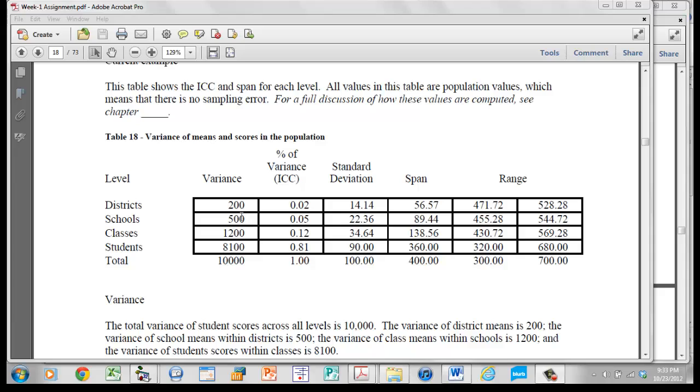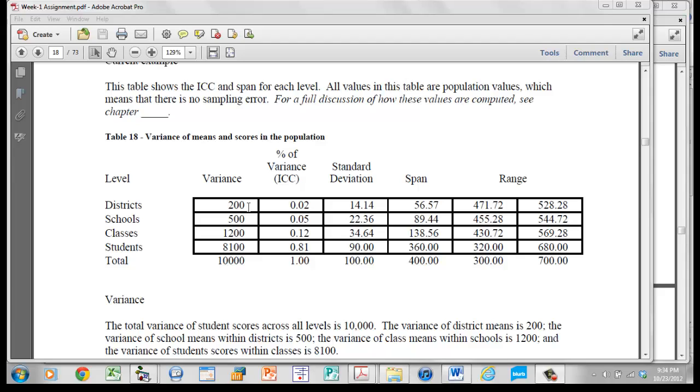And we also can get a sense of how important each of these is. In other words, the majority of the variation seems to be taking place across students within classes. The second most important source of variation is class to class within a school. The next, less important part is school to school within a district. And finally, there is some impact of the difference from district to district, but that's a smaller portion of this.